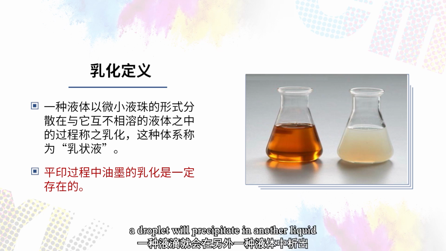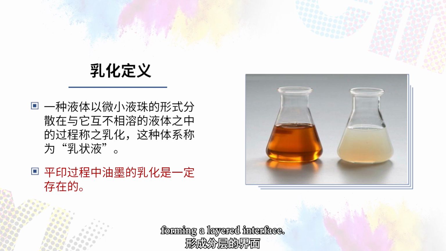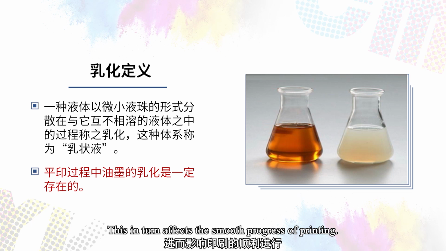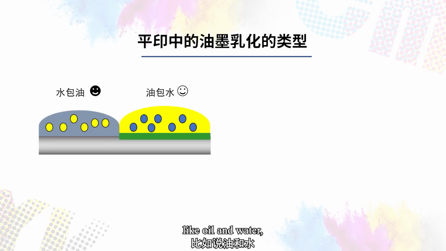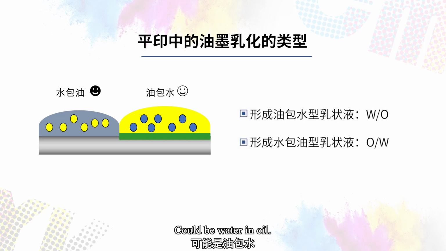Otherwise, a droplet will precipitate in another liquid, forming a layered interface. This in turn affects the smooth progress of printing. The stable emulsification system is also divided into two types, like oil and water. Forming a stable emulsion could be water in oil. It also could be oil in water.